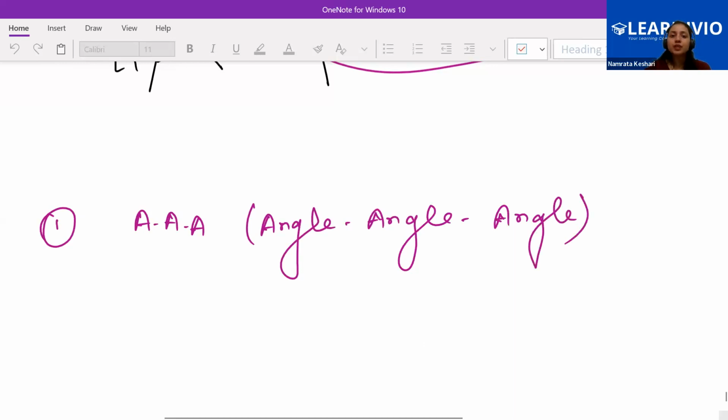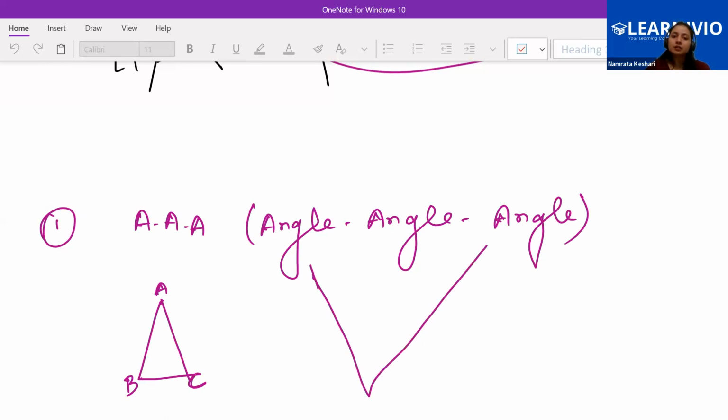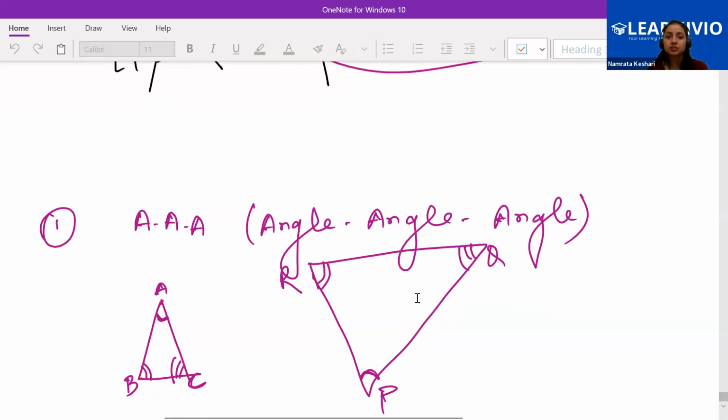If you have two triangles, let's say a triangle named ABC, and the other triangle let's name it PQR. If one of the angles over here is equal to one of the angles over here, another angle over here is equal to another angle over there, and the third angle over here is equal to the third angle over there, then we can say that these two triangles are similar with each other. Why will we not check for the sides in proportion or not?